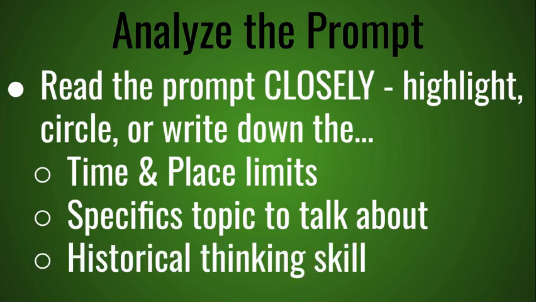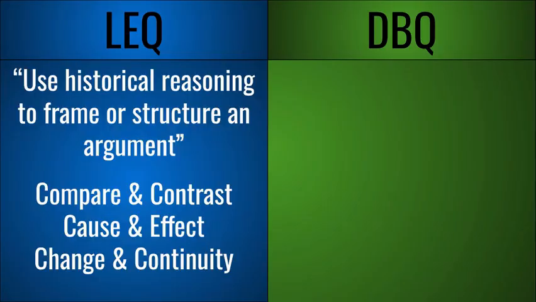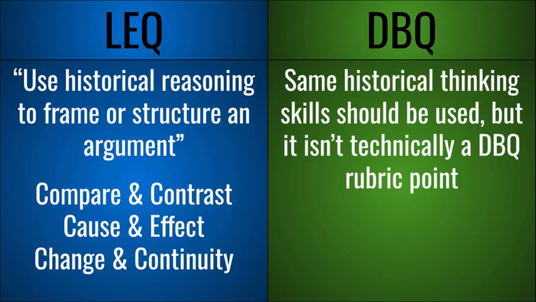And finally, is there a historical thinking skill that makes sense based on the prompt? So that's something to think about right away too. As a quick reminder, the historical thinking skill of compare and contrast, cause and effect, or change and continuity, that is actually built into the LEQ rubric. You have to do it, and it should be obvious throughout. The DBQ doesn't list that as a rubric point. However, I think it would be not very smart to not try to organize around it anyway.